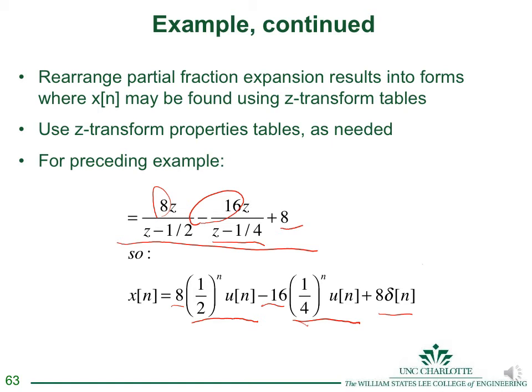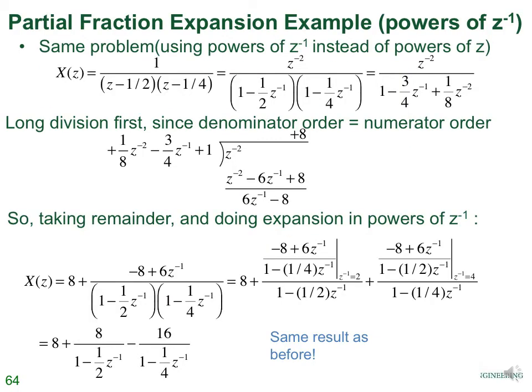Partial fraction expansion can also be done in powers of z to the minus 1. And so if we multiply top and bottom by z to the minus 1, we can do the partial fraction expansion as we did it before, except using powers of z to the minus 1. However, in this case, we notice the degree of the numerator is second degree, and the degree of the denominator is also second degree. So we have to do a long division first.